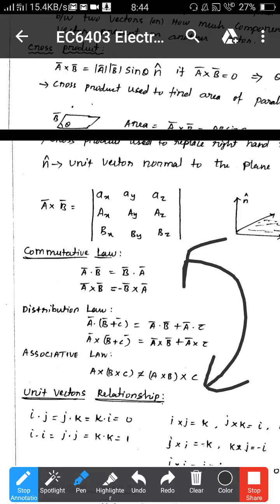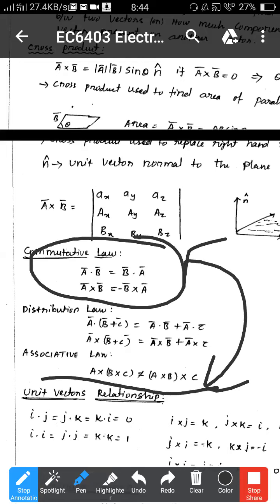Please note down clearly. Commutative means only two variables. Associative means a minimum of three variables. It can be more than three, but a minimum of three. With two variables, you cannot explain the associative law. Please remember that and note it down in your notes.